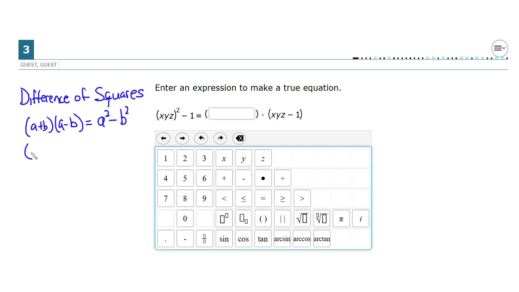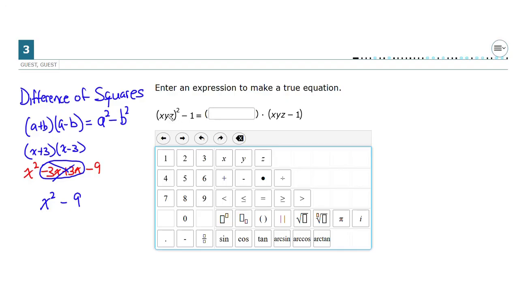Well, let's say I have x plus 3 times x minus 3. When we FOIL, look at what happens. x times x is x squared. x times negative 3 is negative 3x. 3 times x is 3x. And 3 times negative 3 is negative 9. Now look at the middle terms. Negative 3x and positive 3x cancel each other out, and we're left with x squared minus 9. So first term squared minus second term squared.